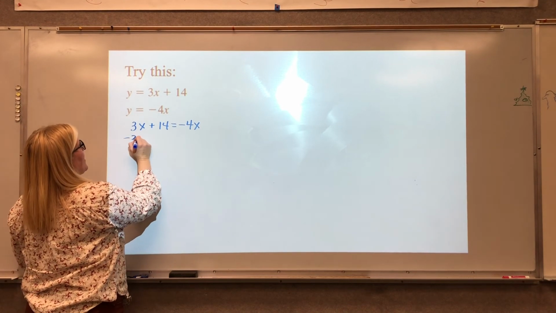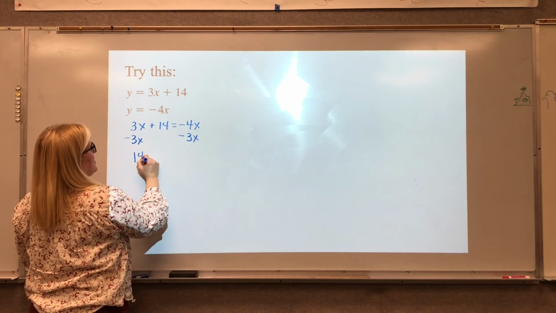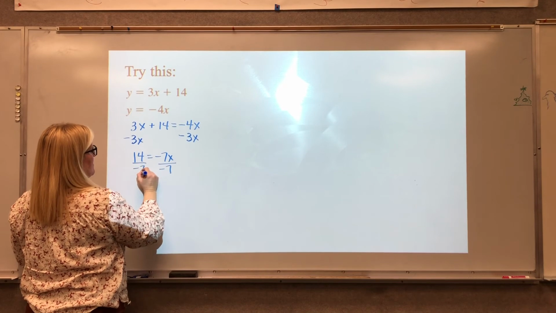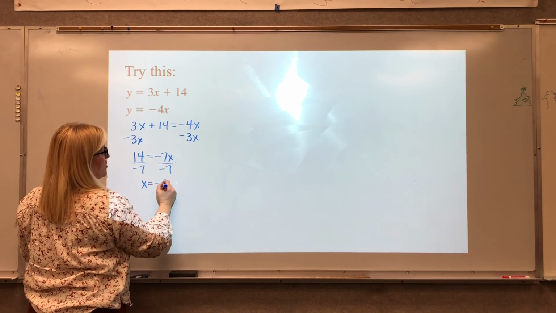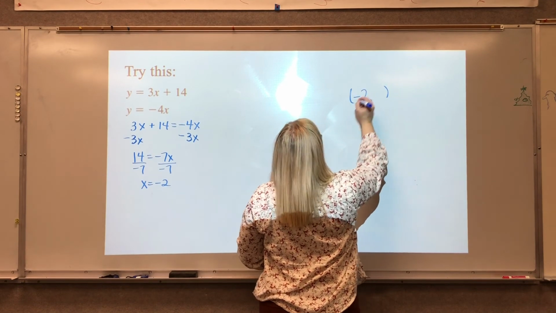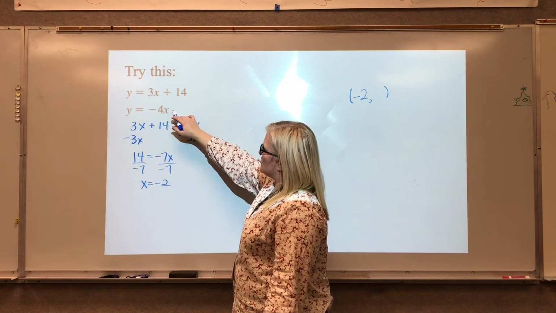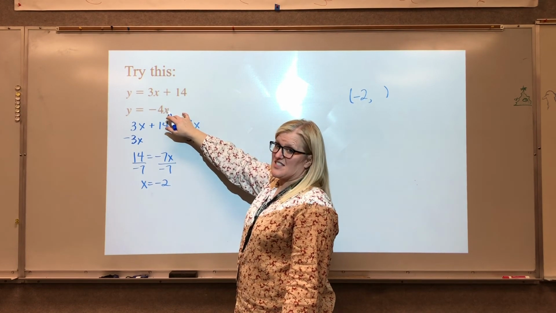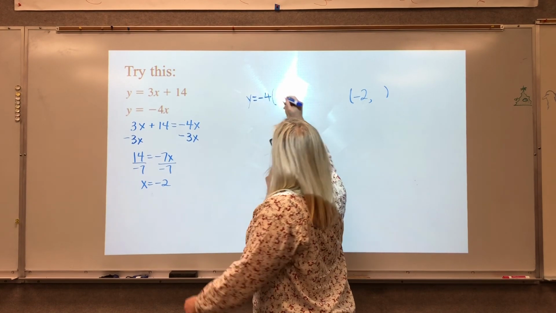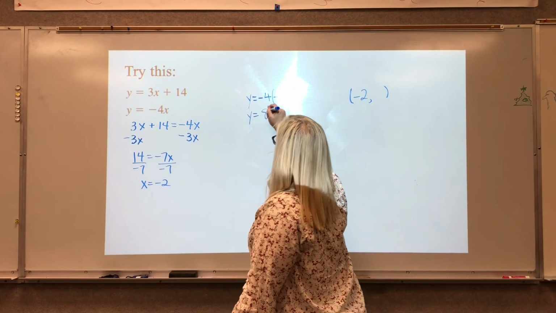All right, I'm going to subtract 3x from both sides, and I have 14 equals negative 7x. Divided by negative 7, x equals negative 2. So there's half my answer again. I've got negative 2. Now I just need to plug this in to one of these, and this one is the easiest. So I have y equals negative 4 times x, which I found, which is negative 2, so y equals 8.